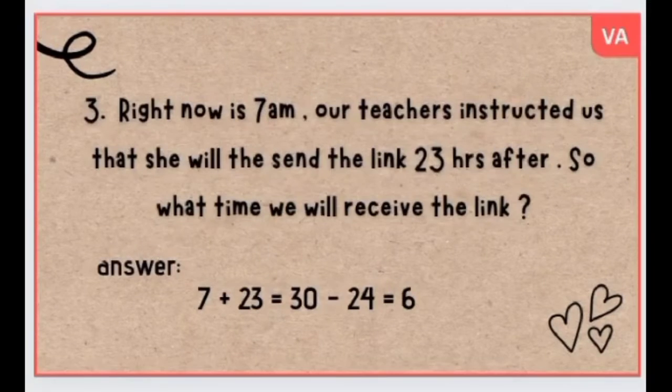Now is 7 a.m. Our teacher instructed us that she will send the link 23 hours after. So, what time will you receive the link? Answer: 7 plus 23 is equal to 30, minus 24 is equal to 6.